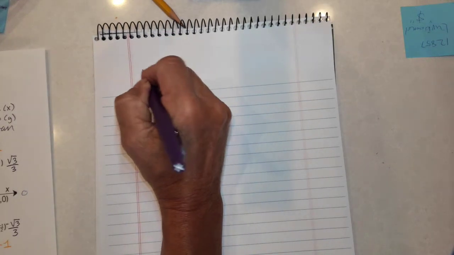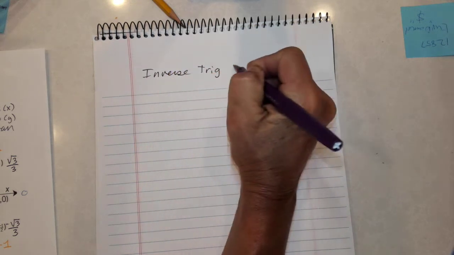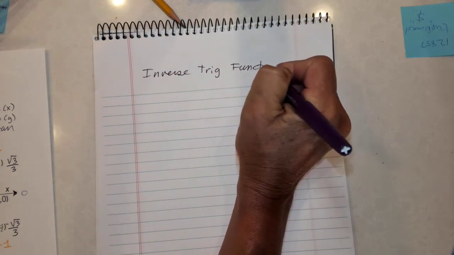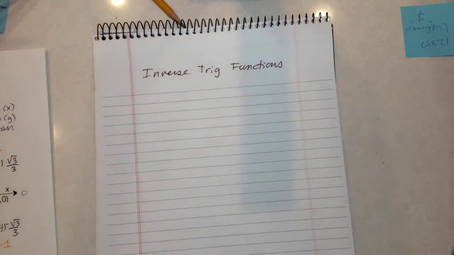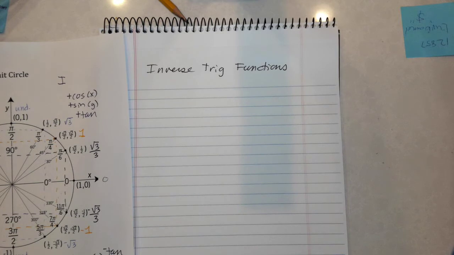All right, guys. So we are going to do what are called inverse trig functions. And it's still about using your unit circle to find things. It's the opposite, therefore inverse, of what we've been doing.